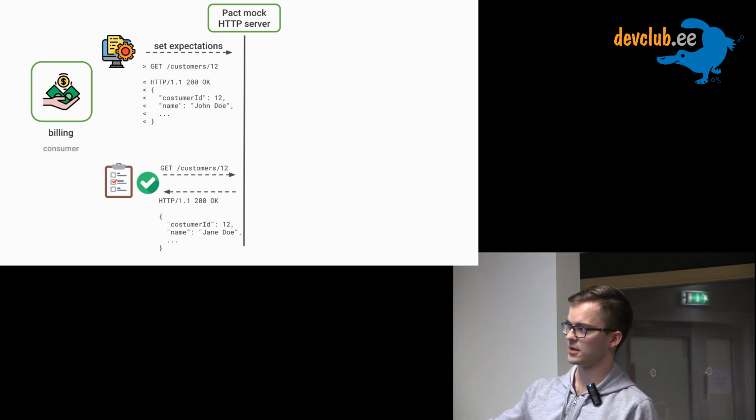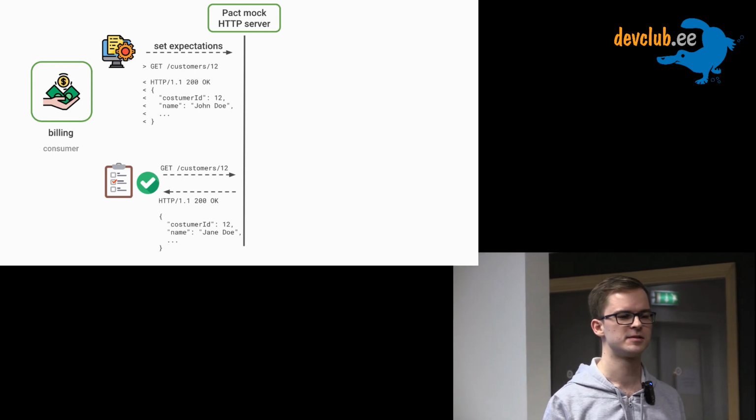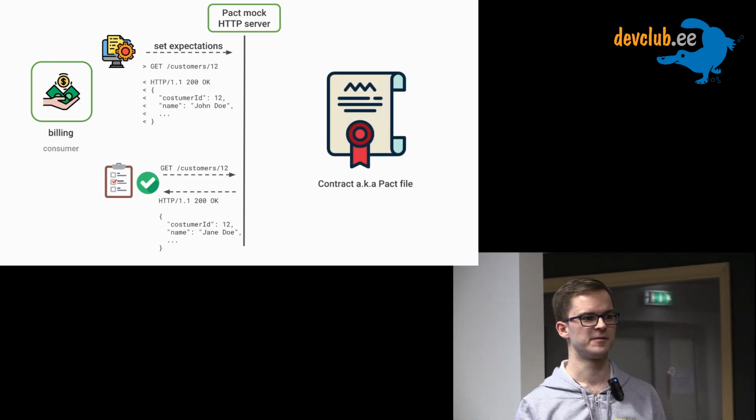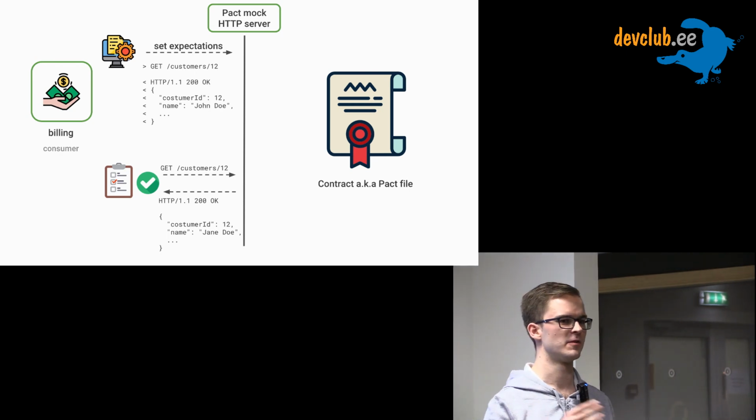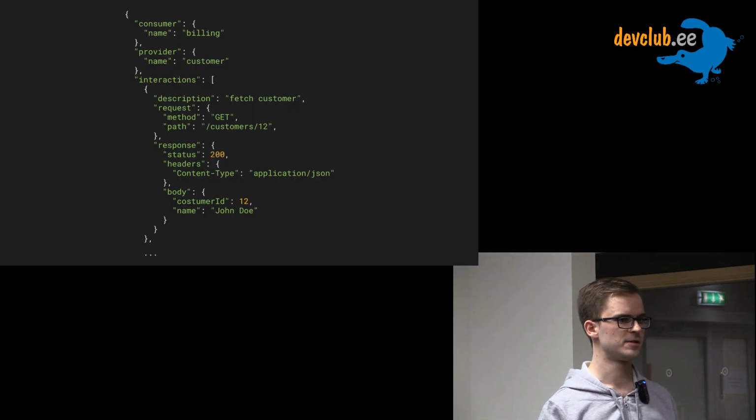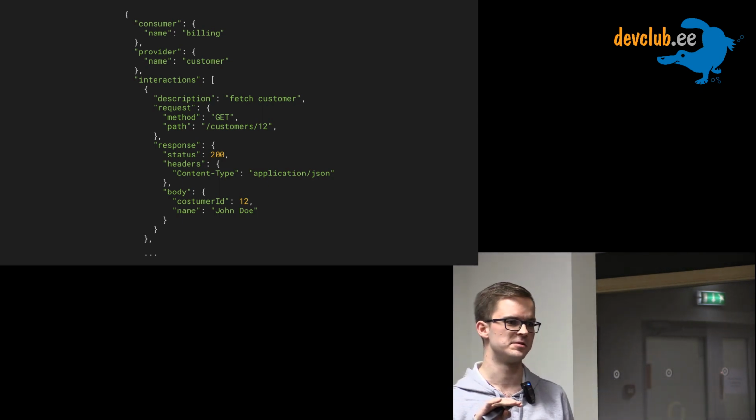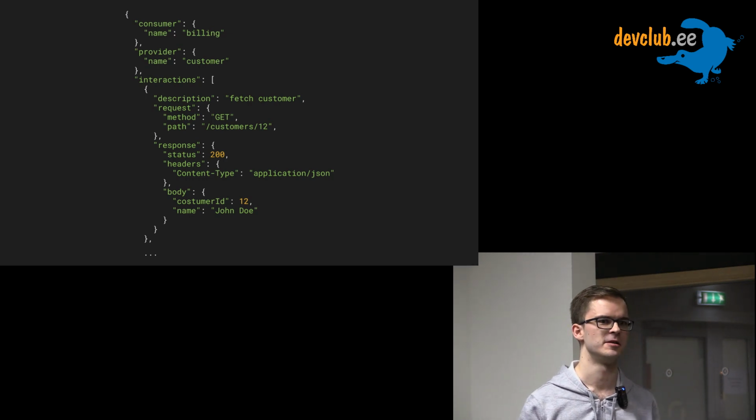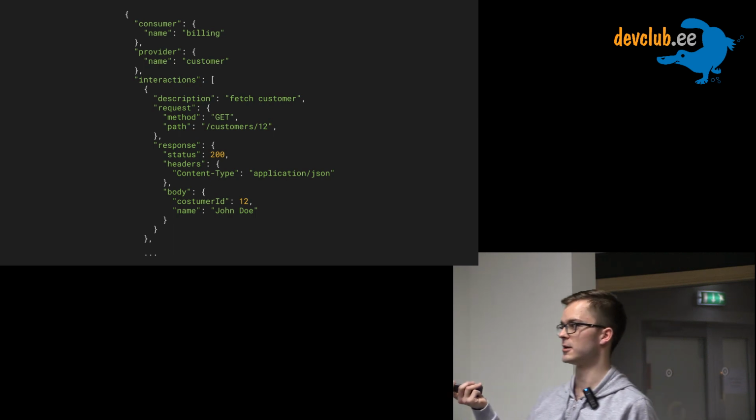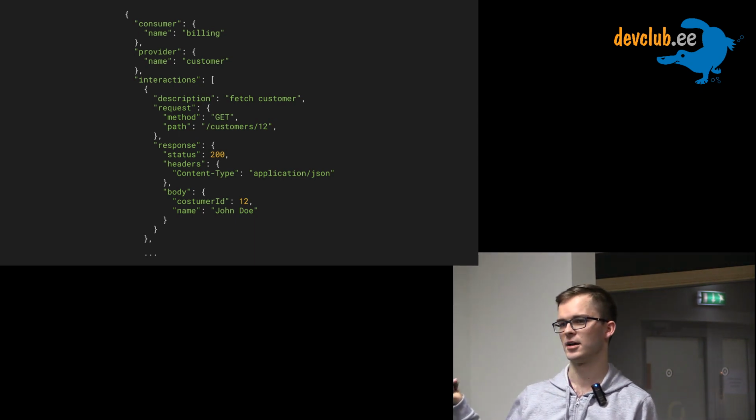And you might have a lot of these, a lot of expectations, a lot of tests. And when all of them pass, the result is a Pact file, technically a contract that defines how both sides of the integration should behave. A Pact file itself is just a JSON document. On the top you have who's the consumer, who's the provider, and then it's a list or an array of interactions. So in this case, the same interaction: a request method is GET to this path, and with this response body.